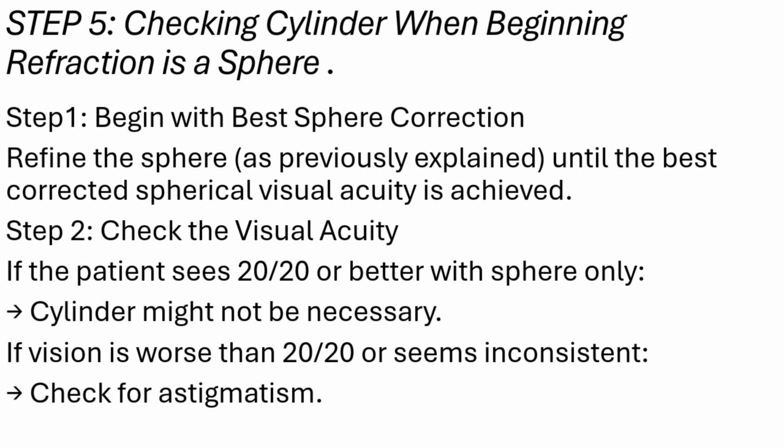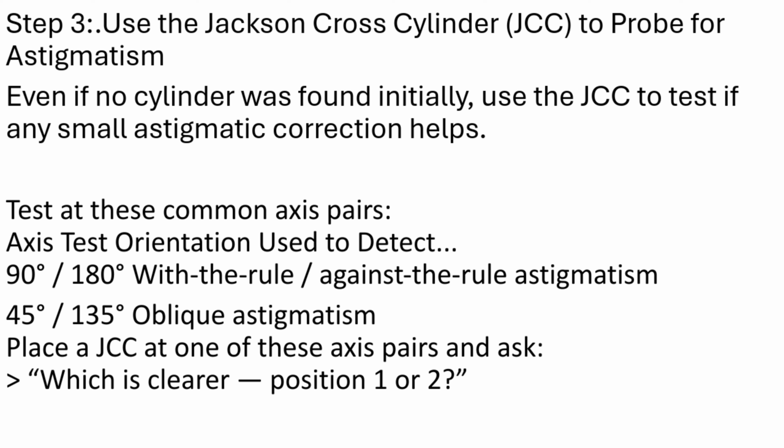Now we can see the step-by-step procedure. First, begin with best spherical correction, as previously explained. Then check the visual acuity. Third, use the JCC to probe for astigmatism. Even if no cylinder was found initially, use the JCC to test. Here are common axis pairs: 90 degree and 180 degree, with the rule and against the rule astigmatism. 45 degree and 135 degree is oblique astigmatism.